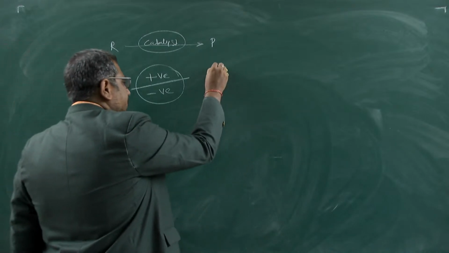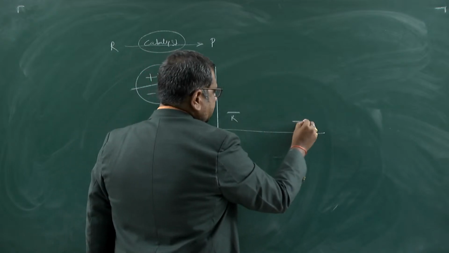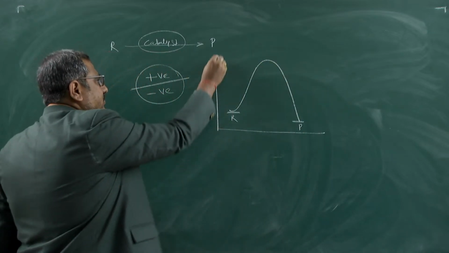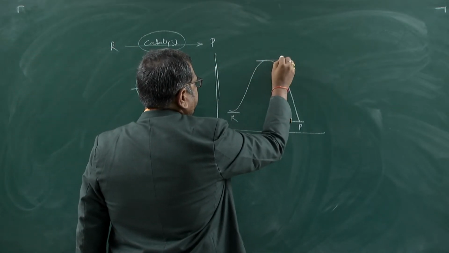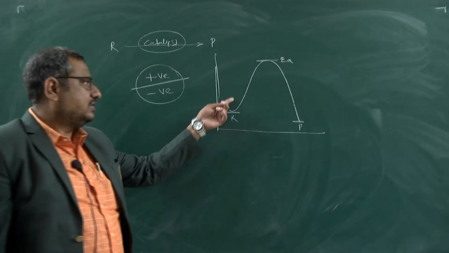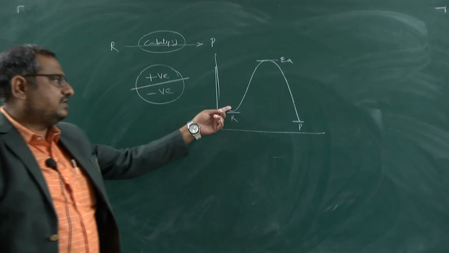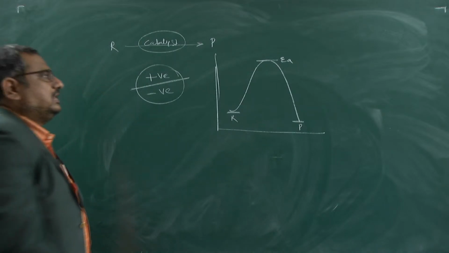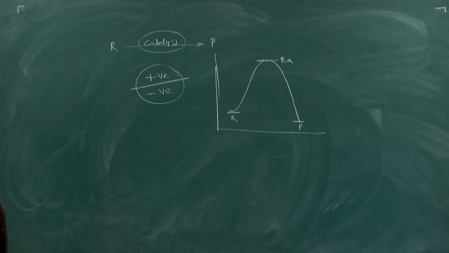So, for every reaction, here reactants are there, this is the product. For every reaction, you can take one graph, and this particular point is called activation energy. If any reactant crosses this particular point, then it will be converted into product. If any reactant crosses this area, it converts as product. This particular point is known as activation energy.